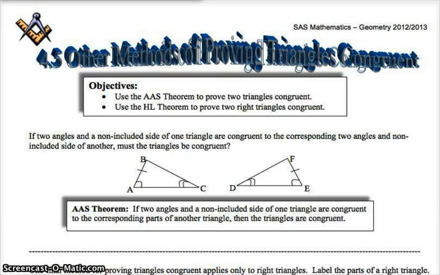Hello. Hope you guys did well on the quiz and you feel like you understood how to prove whether or not the triangles were congruent through SAS, SSS, or ASA. If you have questions on the quiz, you'll get it back next class.